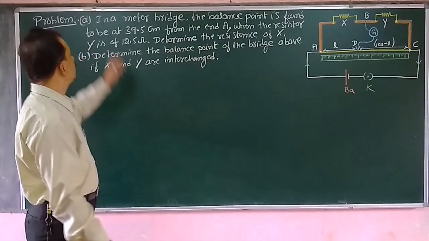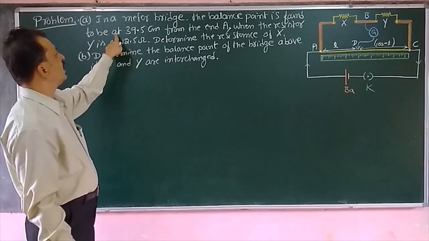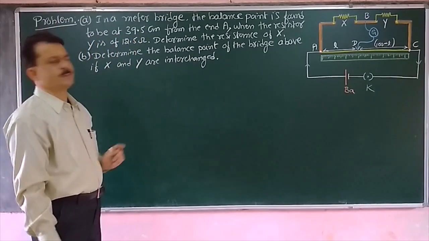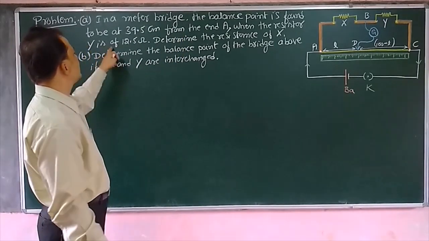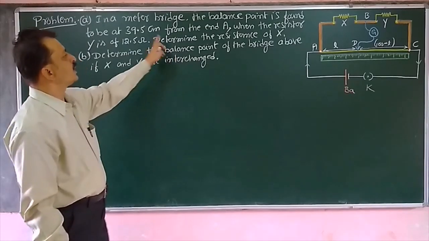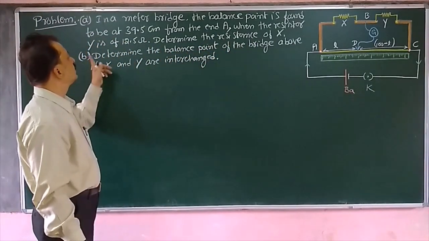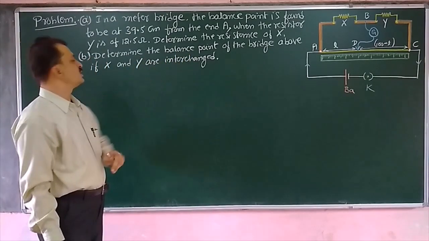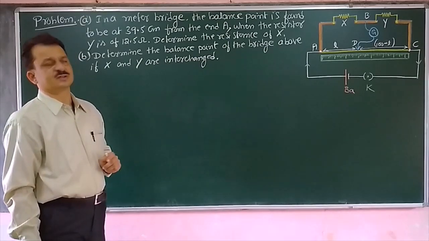Next problem. In a meter bridge, the balance point is found to be at 39.5 centimeter from the end A, when the resistor Y is of 12.5 ohm. Determine the resistance of X. Part B. Determine the balance point of the bridge above if X and Y are interchanged.